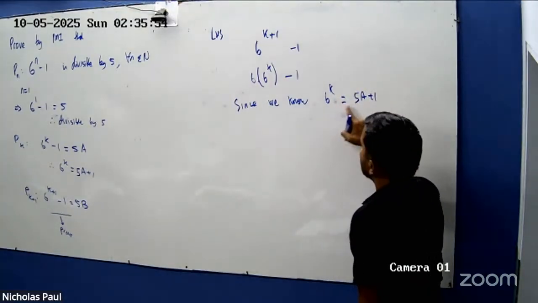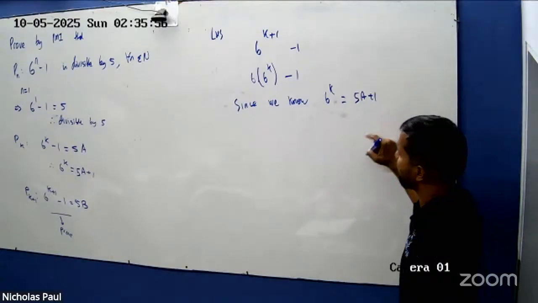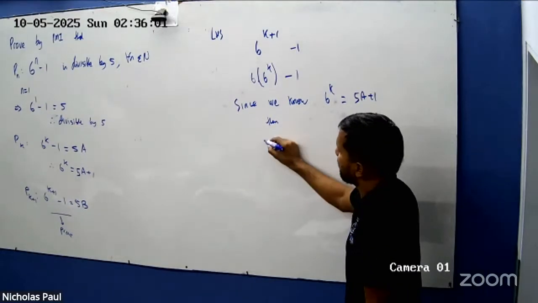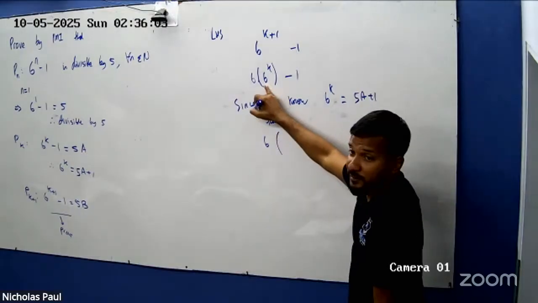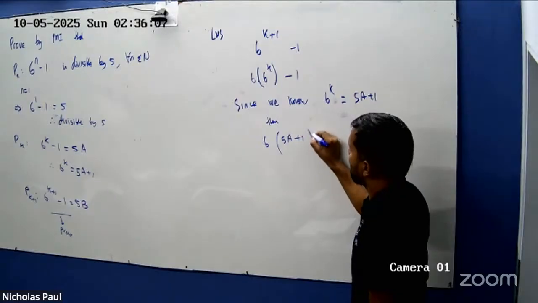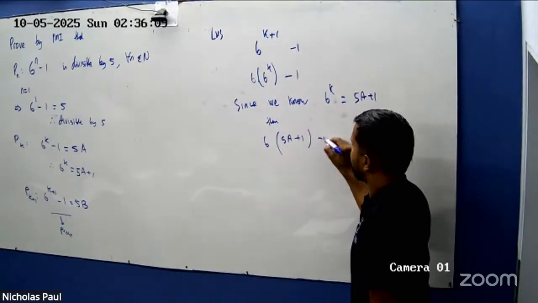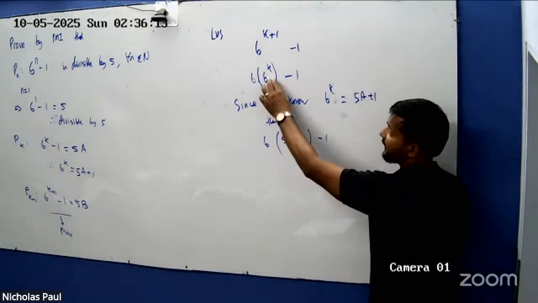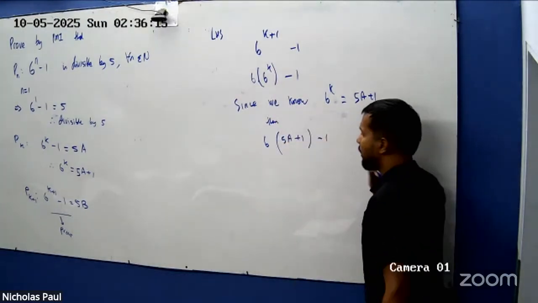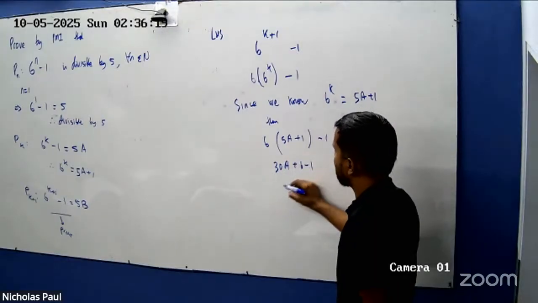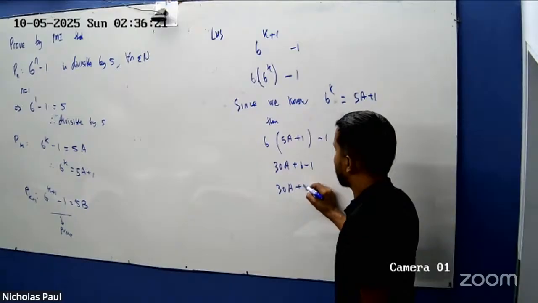since we know that 6 to the k is 5a plus 1, I can make a substitution. I replace 6 to the k with 5a plus 1. Are you okay with that? Multiply this out and you'll get 30a plus 6 minus 1, which is 30a plus 5.